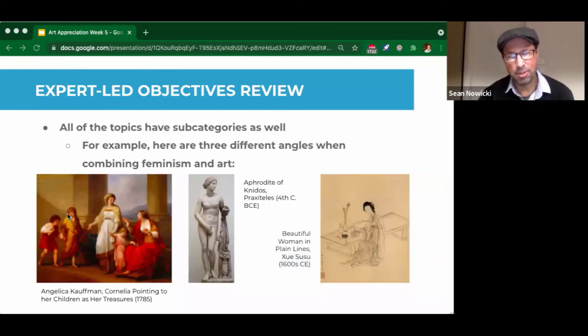And then you start to think about how women have been portrayed in art for the past 2,500 years or whatever, and it all kind of comes back to this sculpture and her pose.